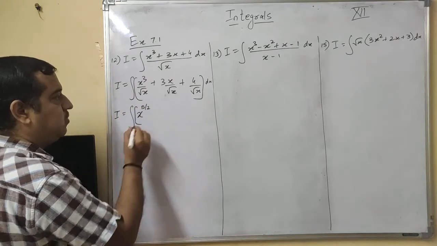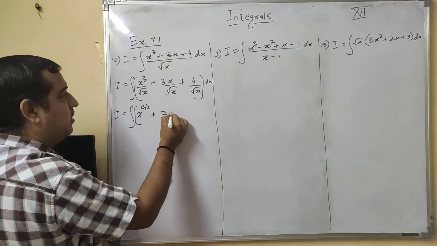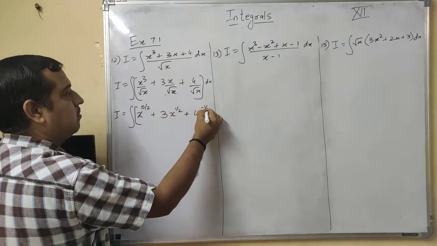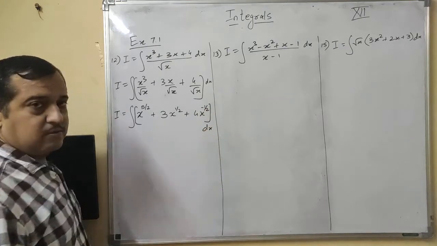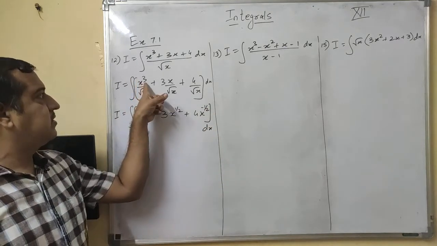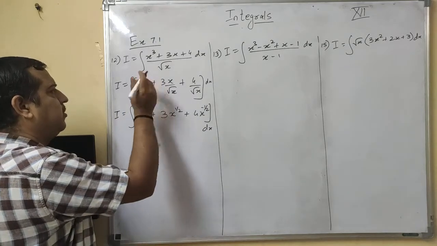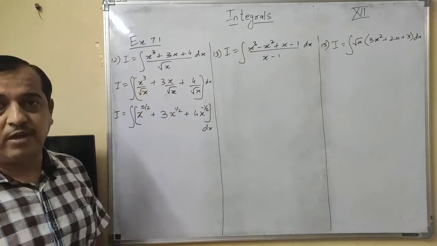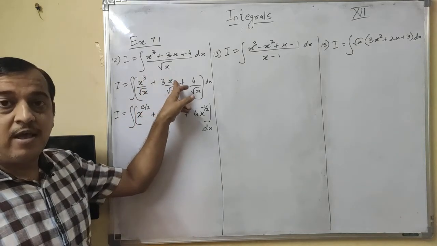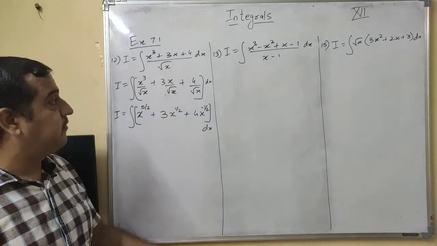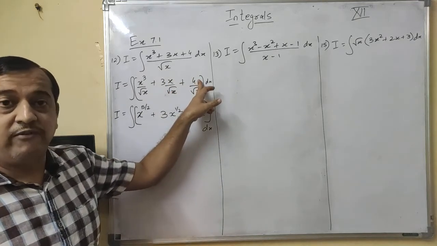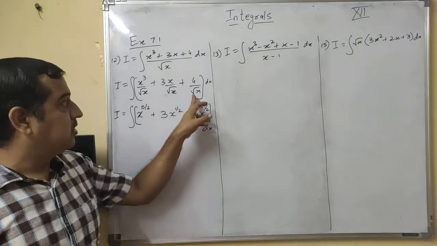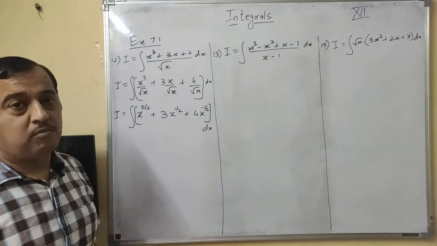So x raised to 5 by 2 plus 3 x raised to half plus 4 x raised to minus half dx. Make sure here the power is 3. You are having cube. Power is 3. 3 minus half gives you 5 by 2. Power is 1. 1 minus half gives you half. Power is 0. You are having 4. 4 means x raised to 0. So when this root x will go up, it will give you x raised to minus half.